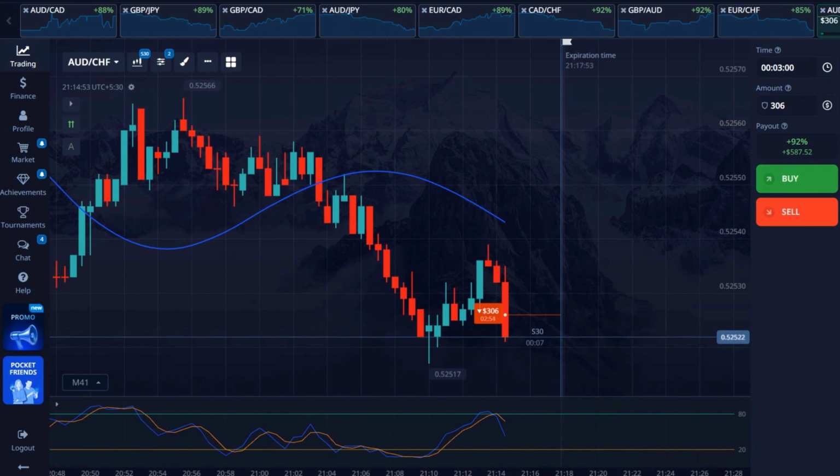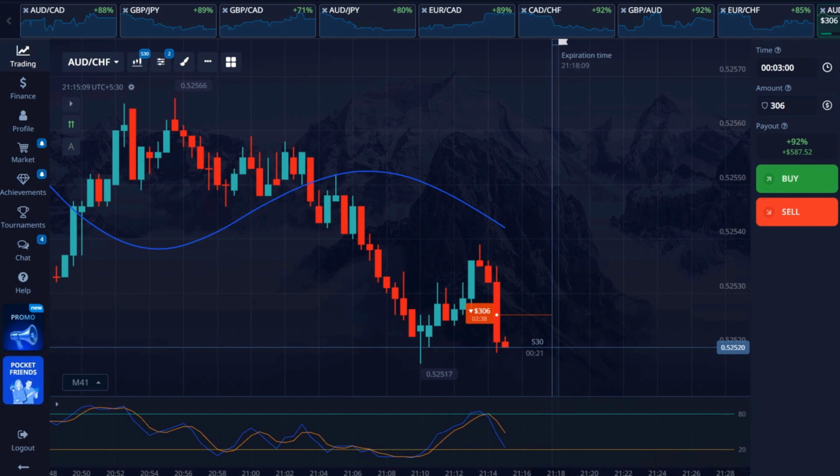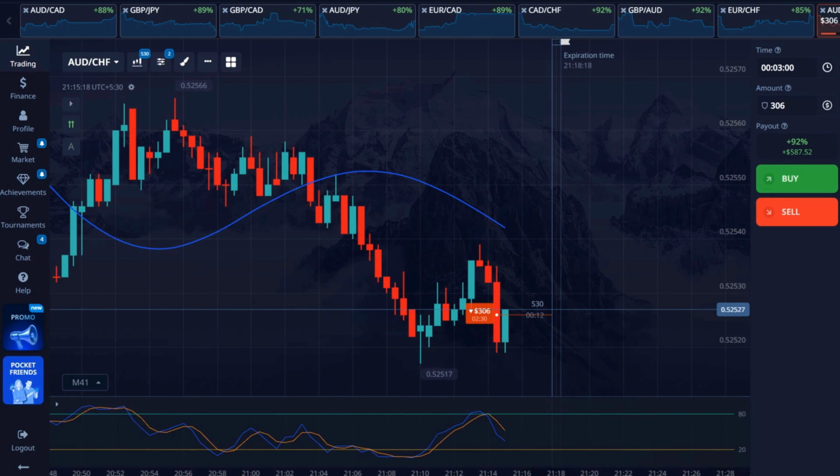The stochastic oscillator works as our confirmation trigger. It shows when the market is temporarily overbought or oversold, helping us catch the next move right when momentum shifts. Buy setup: price must stay above the TMA line. Stochastic drops below or touches 20, then crosses upward. That's your signal to enter a buy trade.